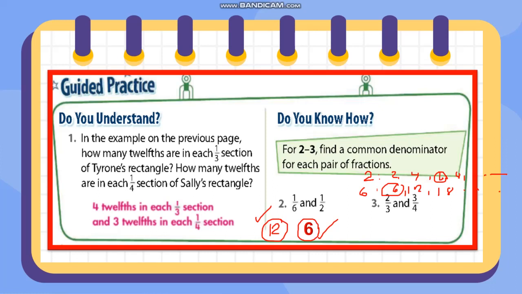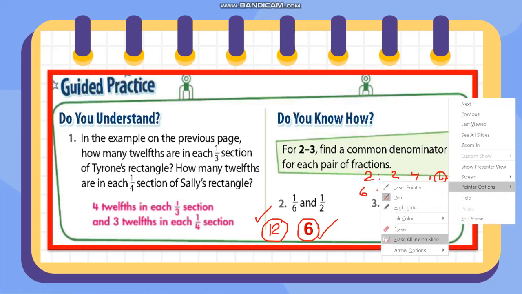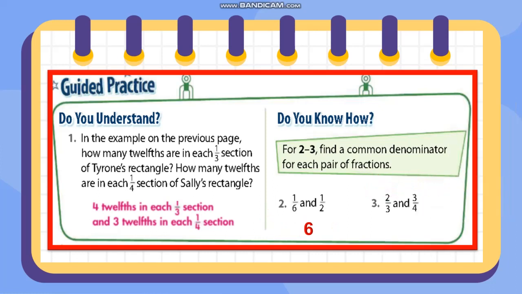12 is also a common denominator of 1/6 and 1/2. But the least common is 6. If you always want to get the least common, always apply the second rule, which is the multiples. You can find the least there. If you continue these multiples of the given numbers, you will find a lot of common denominators or common multiples to be used as the common denominator. Now, let's proceed to number 3.